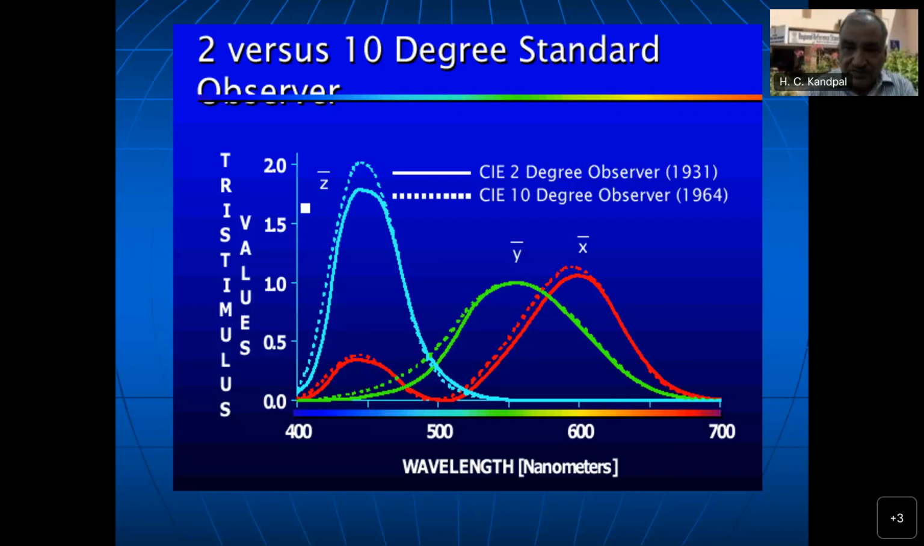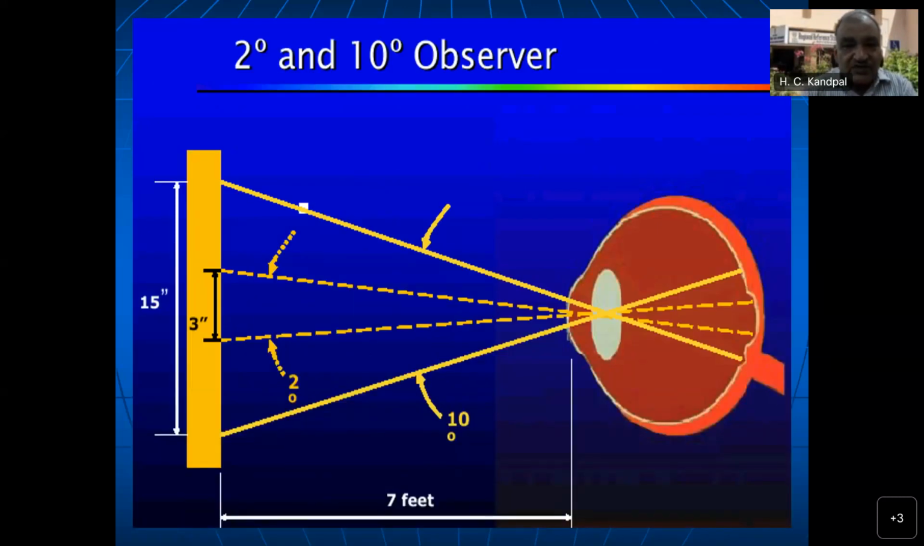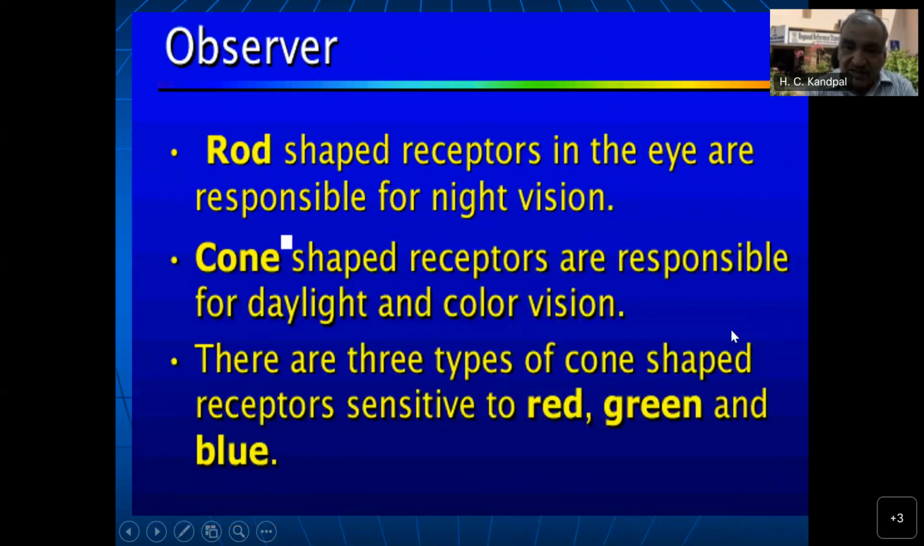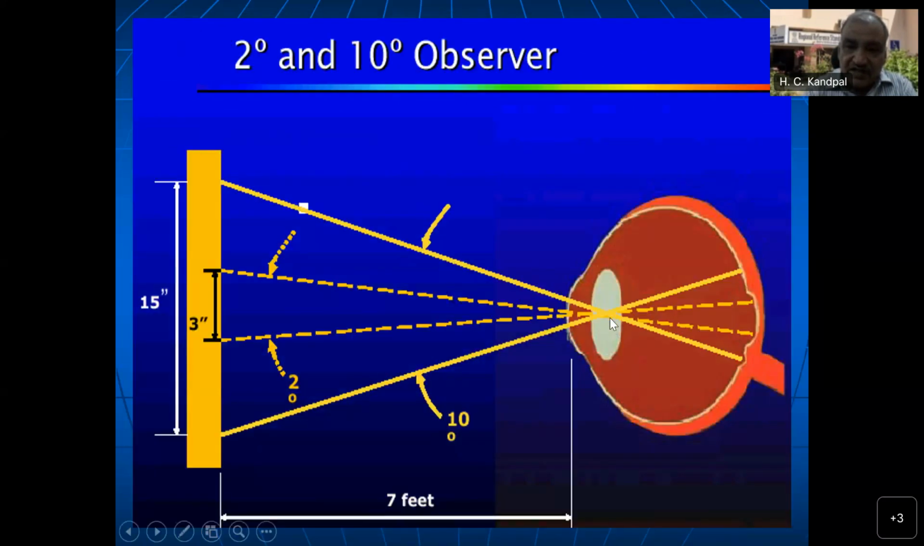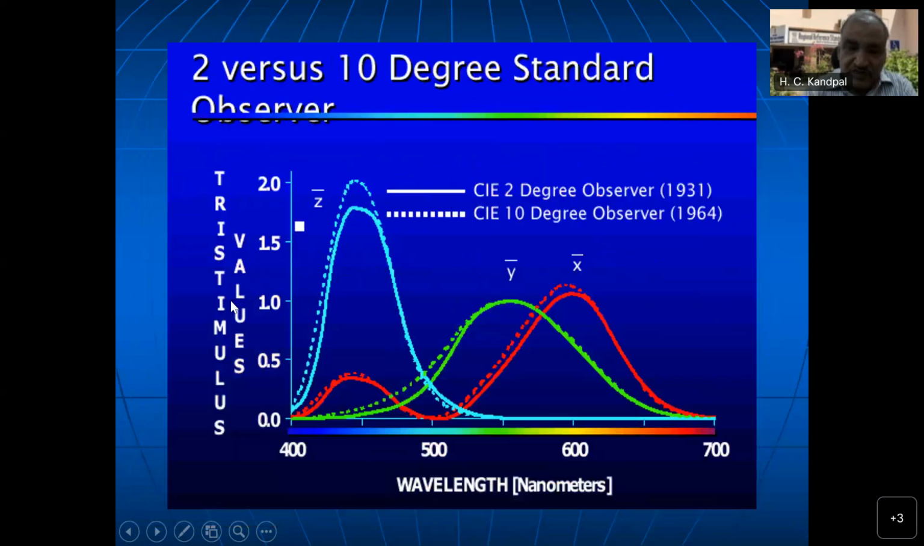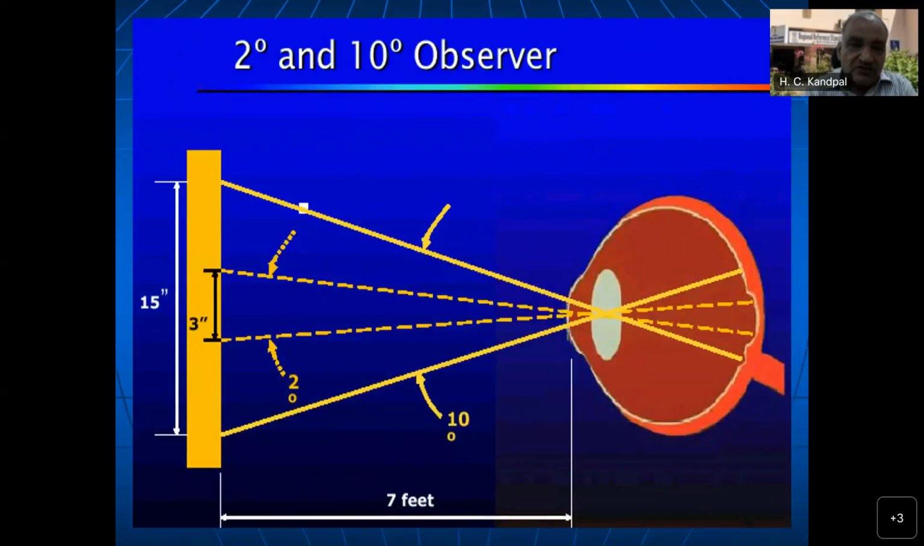Now, what I meant by 2 degrees and 10 degrees is this: when it was supposed that these rods and cones are confined in the foveal region, then the solid angle subtended at the pupil of the eye is 2 degrees. And at that time, of course, at a distance of 7 feet, we can have an object size of 3 inches, which is something like 7.5 centimeters or so.